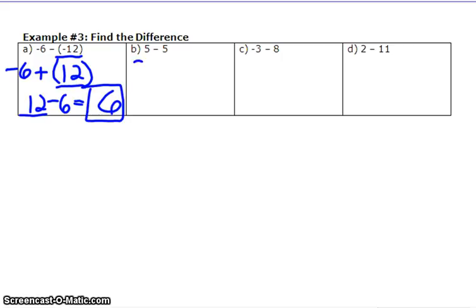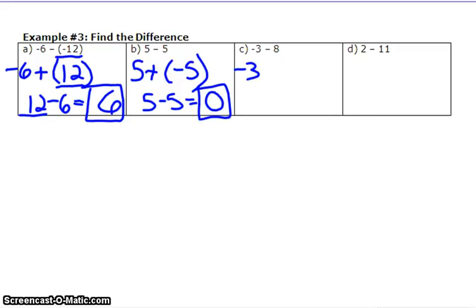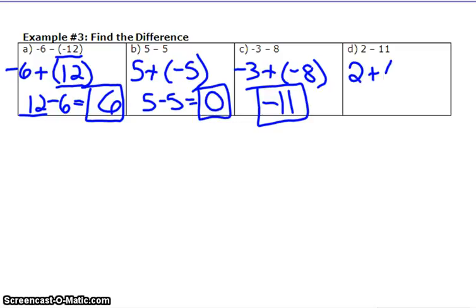5 minus 5 is the same thing as 5 plus -5. They have opposite signs, so I subtract them and keep the sign of the bigger number. Well, it's 0, so we don't have a sign. Here I have -3 plus -8. These two are both negatives, so I add 3 and 8 and keep the negative sign. And then D, 2 minus 11. It's the same thing as 2 plus -11. They have different signs, so I take 11 minus 2, which is 9, and keep the sign of the bigger number. So that is how you subtract real numbers.